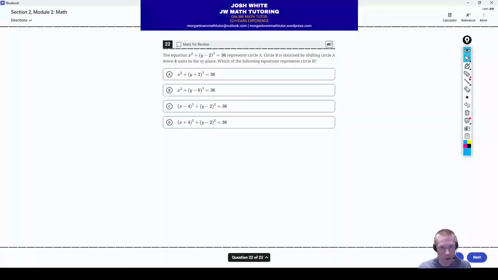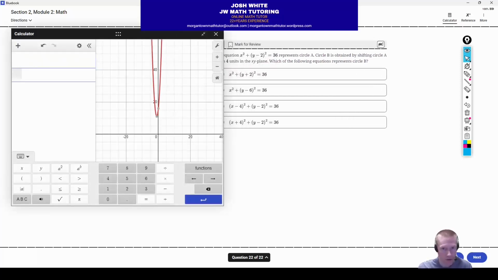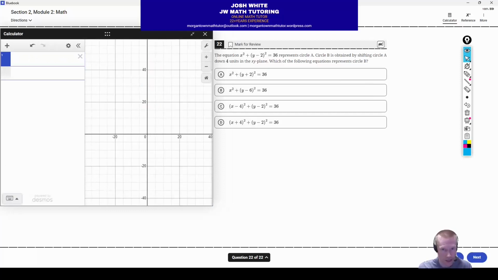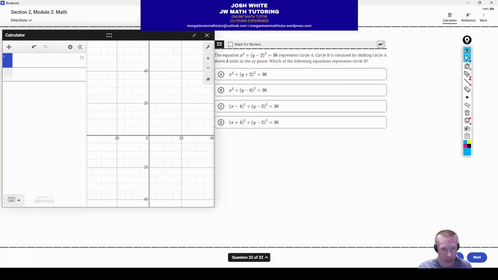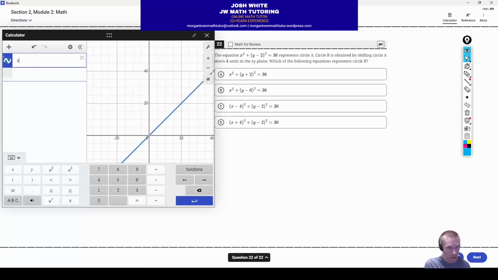All right, question number 22. Here we have a circle. You are going to shift the circle down 4 units in the xy plane, and they want to know which equation represents this new circle, shifted down 4 units. So the easiest way to do this, honestly, is to go to Desmos and graph the original circle and just graph the answer choices and see which one shows you a new circle shifted down 4 units.